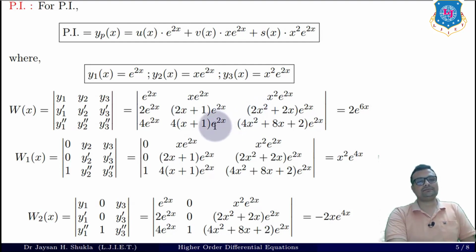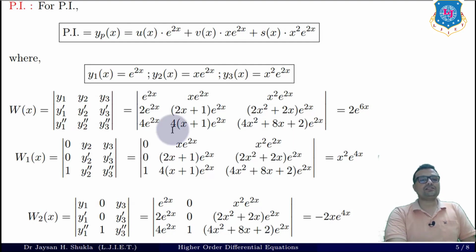Now, considering y3 as x square e raised to 2x, it will give me (2x square plus 2x) times e raised to 2x, differentiating once again (4x square plus 8x plus 2) e raised to 2x. Now, before I tell you how to write down the final answer, you need to simplify this.